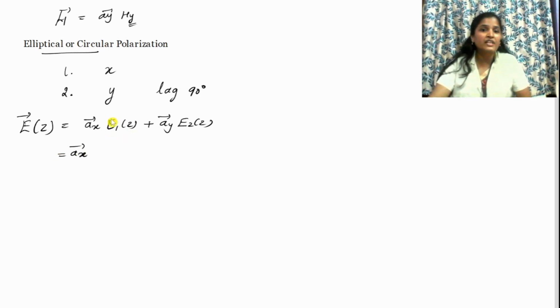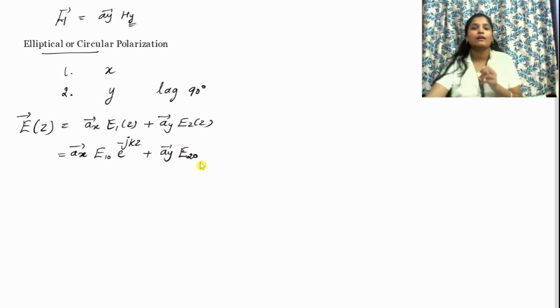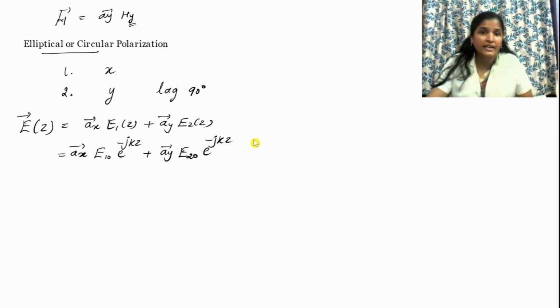The general form of E1 of Z will have some magnitude. Let us denote the magnitude as E1 naught, where the suffix 1 and the naught denote the initial magnitude, E1 naught into e power minus j k z. We denote the propagation constant here as k. Let the second be AY into E2 naught, because our second wave is denoted with 2, so E2 naught into e power minus j k z.